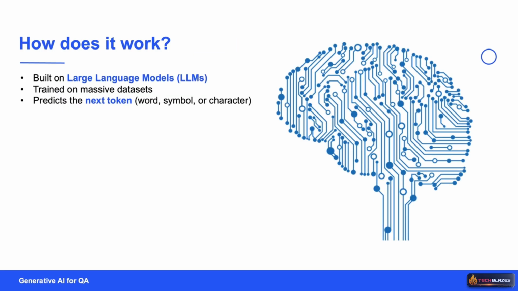So, how does this magic actually work? At the core of generative AI, we have large language models, often called LLMs. These models are trained on huge amounts of text, books, articles, websites, and even code. And the way they work is surprisingly simple. They predict the next word in a sequence. For example, if I start a sentence with "testing is an important part of," the model might predict "software development." One word at a time, that's how it builds entire paragraphs or even full programs. It's not perfect reasoning, but it's incredibly good at finding patterns in context.